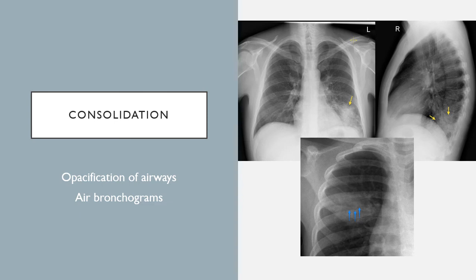Fluid or pus filling the airspace, most often from an infectious cause such as pneumonia, is referred to as consolidation. Just like with pulmonary edema, airspace opacification and air bronchograms can be seen. Different, however, to the diffuse findings seen with pulmonary edema, pulmonary consolidation from an infectious source is more likely to be unilateral or localized to a lobe.